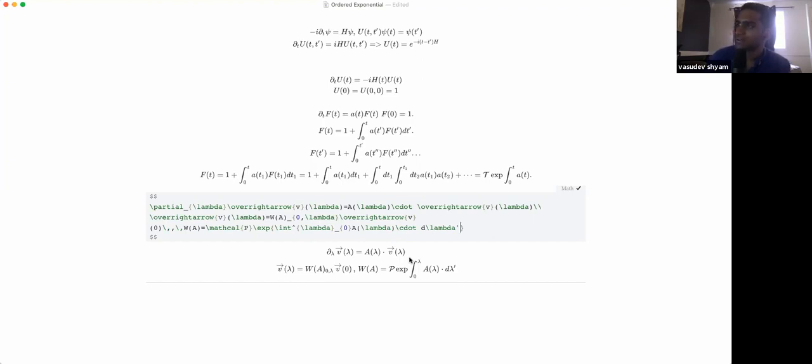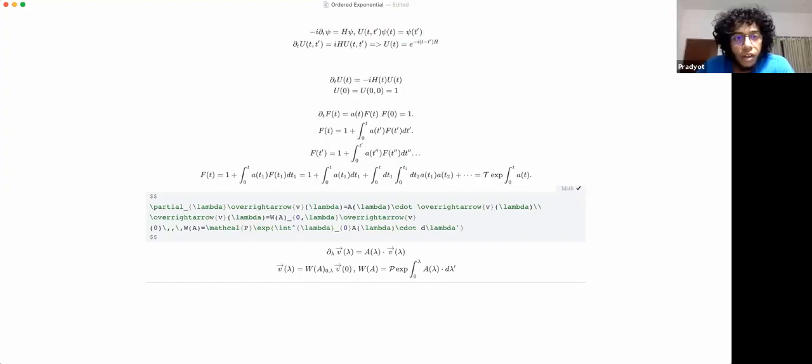But basically the point I want to make was that you have this object that appears, this ordered exponential, and its origin is really coming from the trick you have here, this recursive trick, and just expanding it out. So yeah. Do you have any questions?